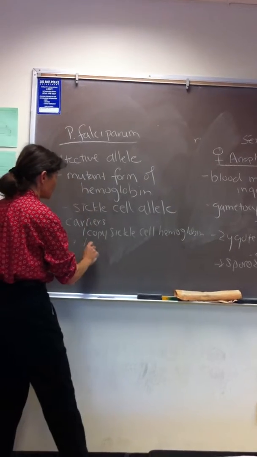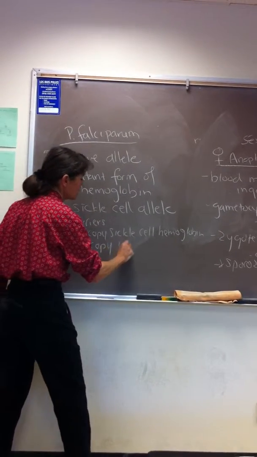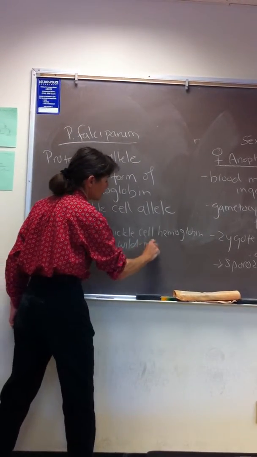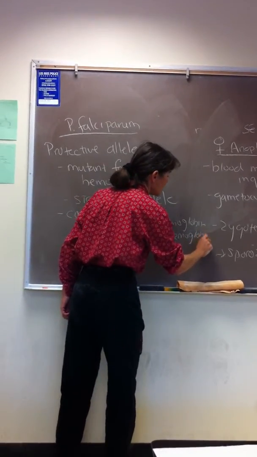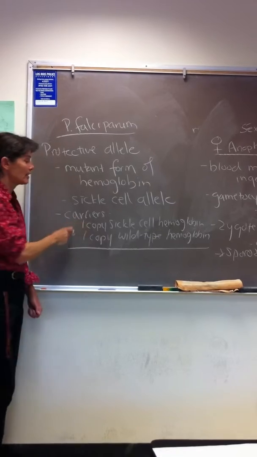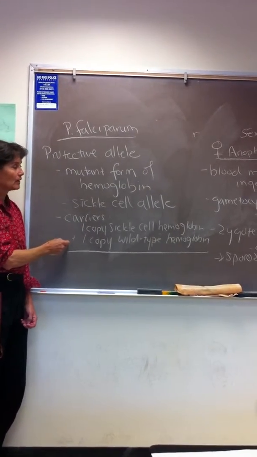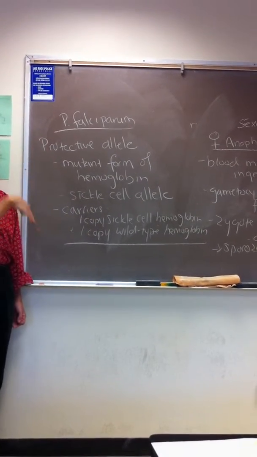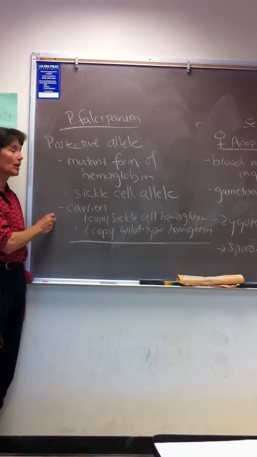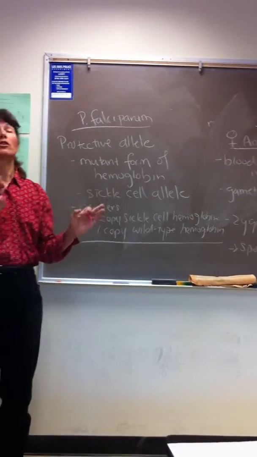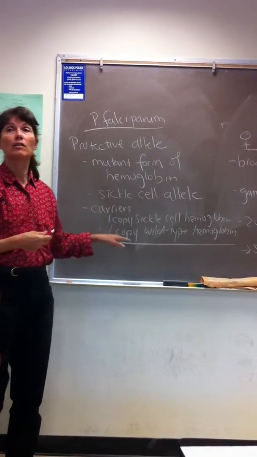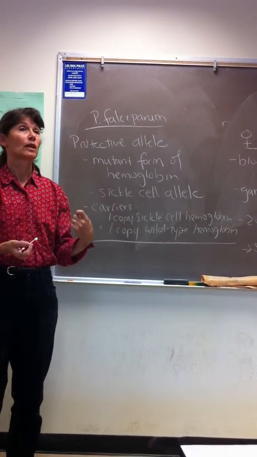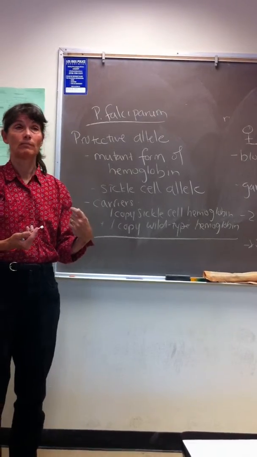And then plus one copy of what we'll call the wild type hemoglobin. Wild type just means the normal form, the non-mutant form. Folks that are heterozygous for the sickle cell allele, meaning one normal hemoglobin copy, one sickle cell copy, are considered carriers. And oh my gosh, there's such a huge survival advantage, because folks that are carriers are far more likely to survive infection with Plasmodium falciparum.